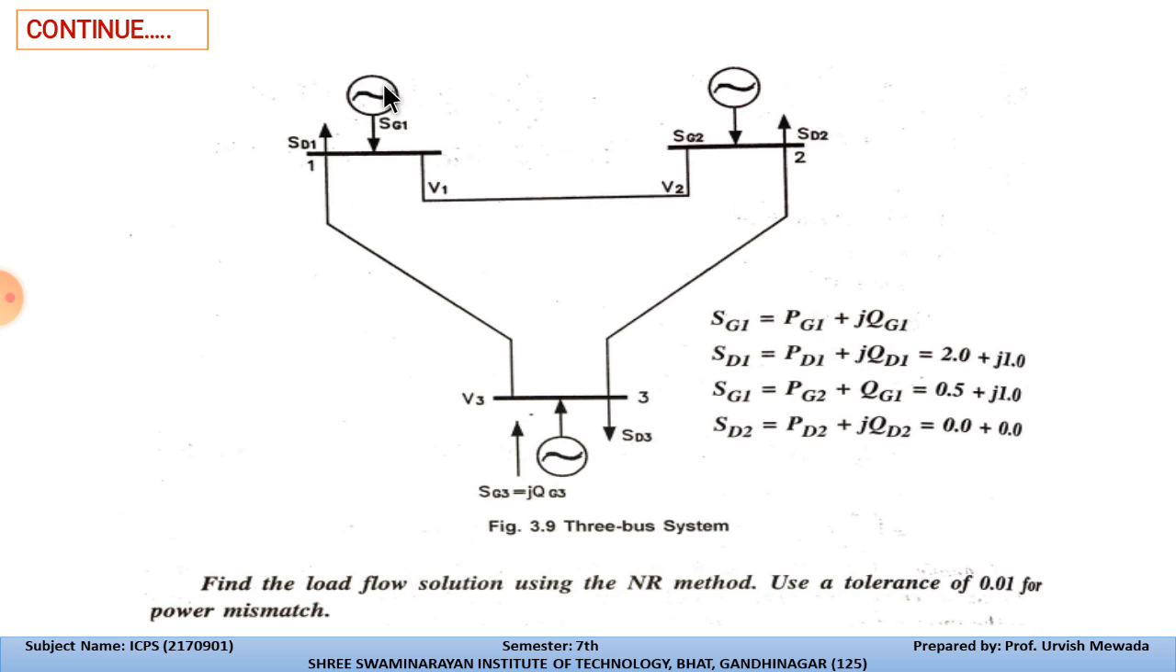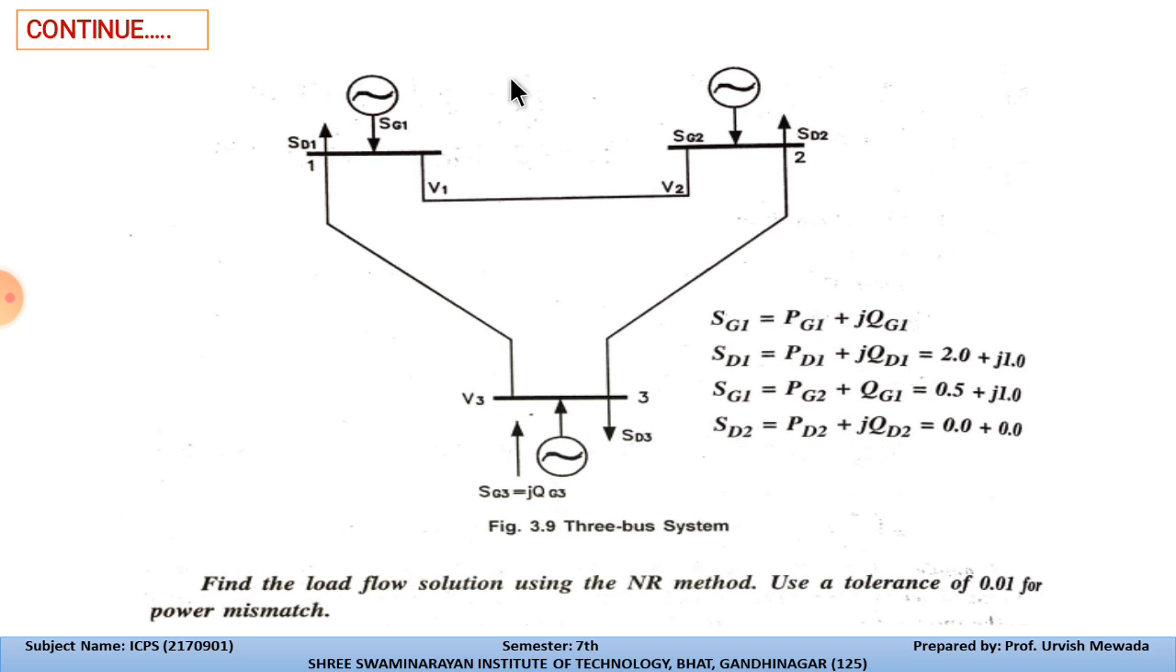This is the generator SG1, SG2, and this is G3. SD1 is connected, SD2 is connected with SG2, and SD3 is connected with G3. V1, V2 and V3 are the buses, and SG1 is equal to PG1 + jQG1. Similarly SD1 is equal to PD1 + jQD1, which is 2.0 + j1.0, given, and SG2 is equal to PG2 + jQG2, that is 0.5 + j1.0, which is also given in the data. SD2 is equal to PD2 + jQD2, which is 0.0 + j0.0.